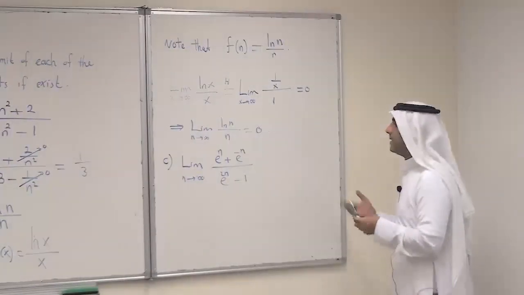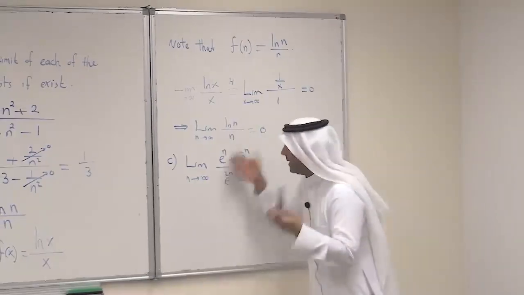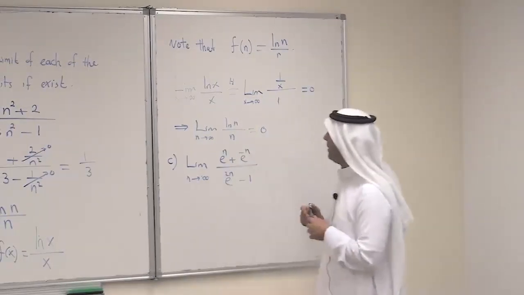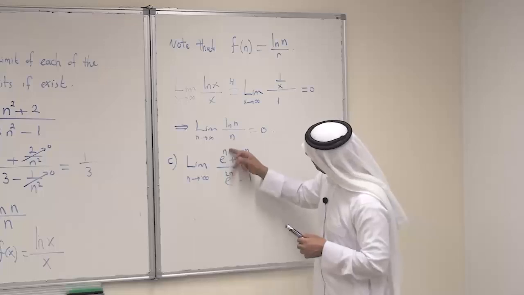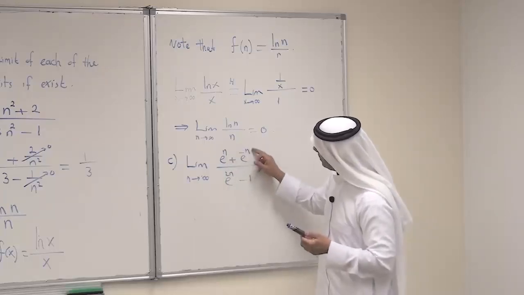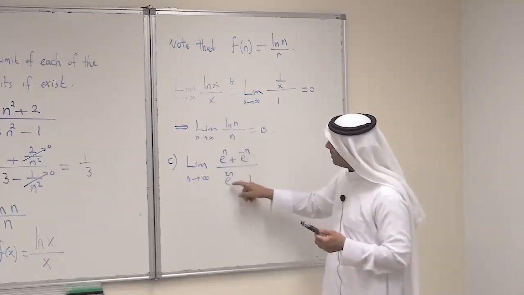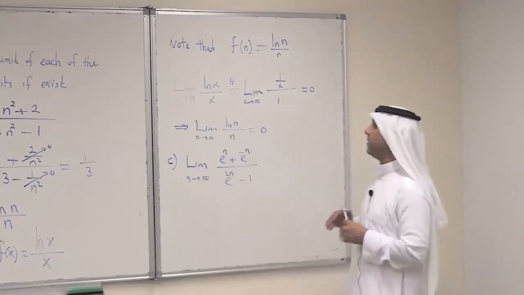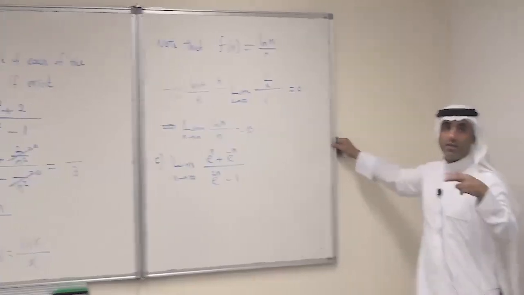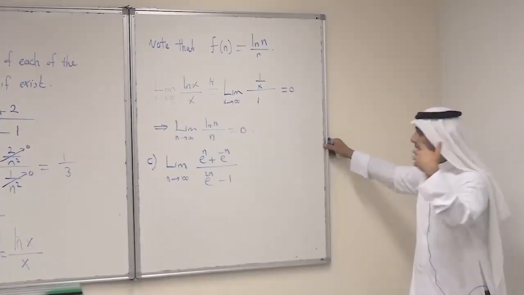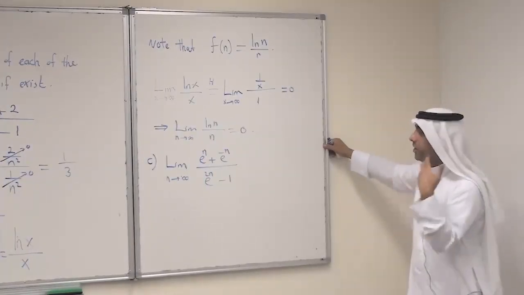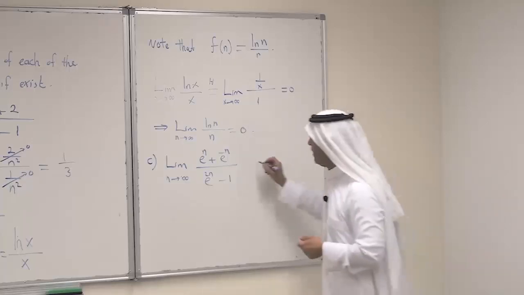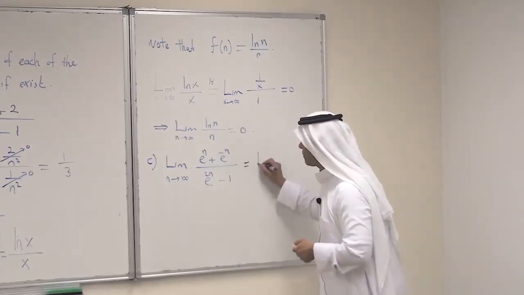Simply, if you just substitute, let n go to infinity. We have e to the infinity, that is infinity. This is e to the power minus infinity, which is 0. This is e to the power infinity minus 1. So again, we have sort of infinity over infinity. You have two options here: either you define a function and then differentiate, or you can simply do the following.